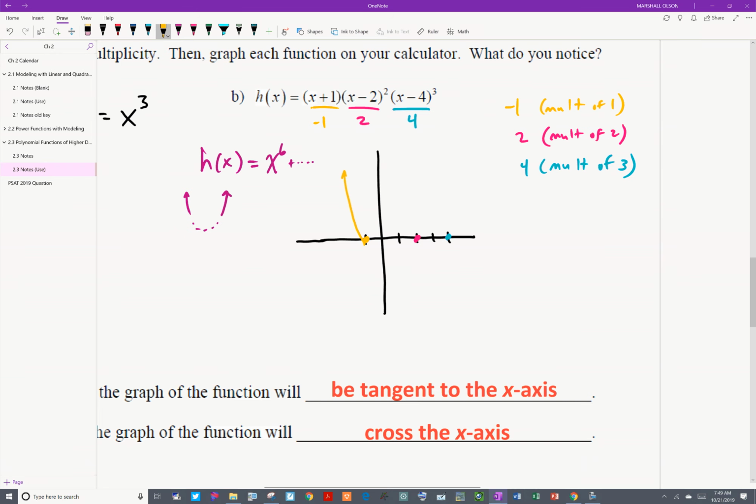And another thing we could actually find out here, too, is the y-intercept. The y-intercept is where x equals 0. If we let x equal 0, you'd have 1 times -2 squared times -4 cubed. So you have 4 times 64, which I think is 256, positive, right?